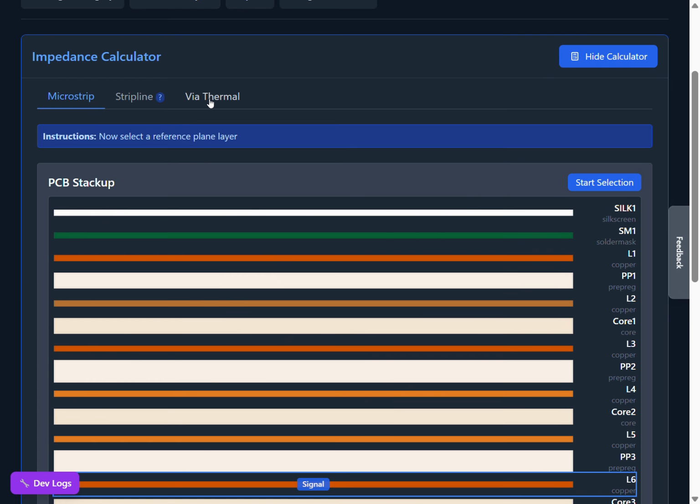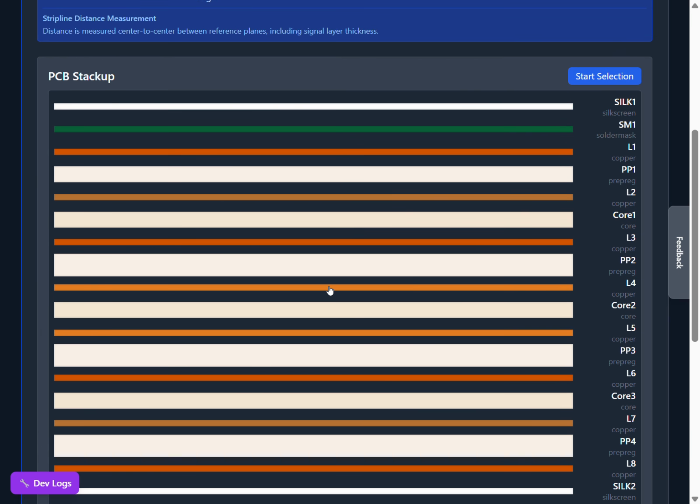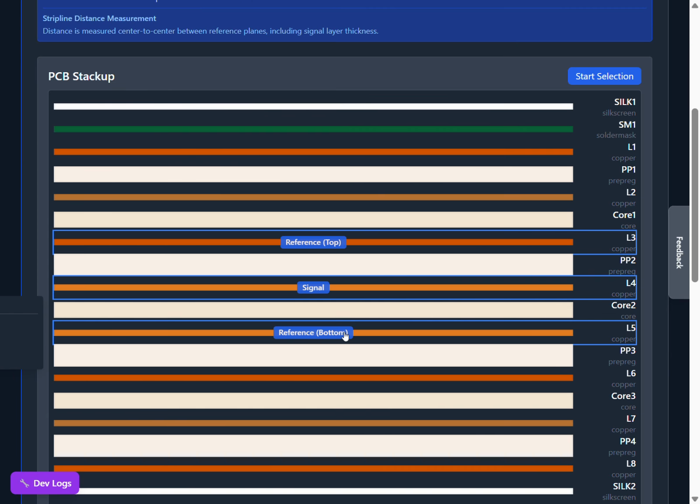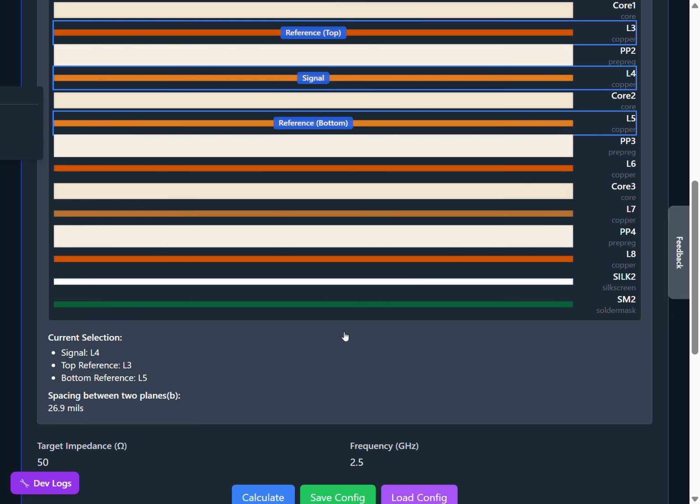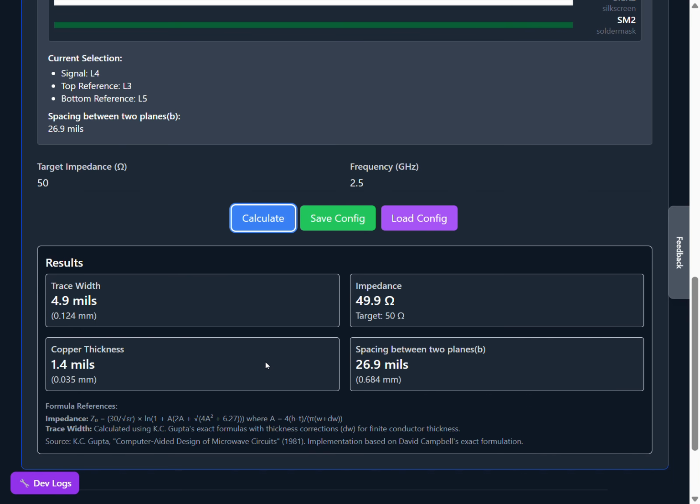The takeaway: microstrip for outer layers, probing, and simpler stacks. Stripline for inner layers, shielding, and EMI control. Don't guess, match the structure to your requirements.